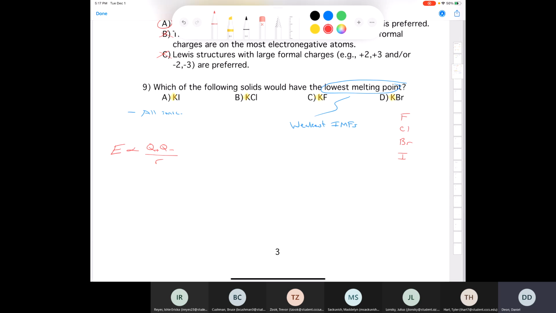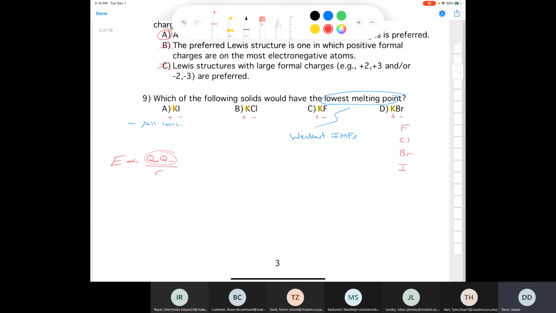That means the bigger the charge is, the bigger the numerator, the higher the energy is going to be. But each one of these has a charge of +1 and -1. So we can't solve this problem by examining the numerator. We have to go to the denominator and look at the radius or size. Remember, large charges are going to make a stronger bond, and smaller radius is going to make a stronger bond.